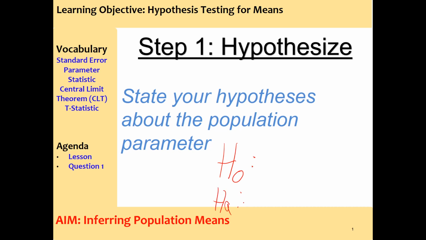So H naught, and before we were using p, but now what we're going to do is use our little x-bar, and this stands for our, sorry, for our mean. So we're going to say we hypothesize that the mean is equal to something else. And remember with our alternative hypothesis, it could be anything that does not have an equal sign, and with our null hypothesis, we have the equal sign. So step one is you have to have a hypothesis.